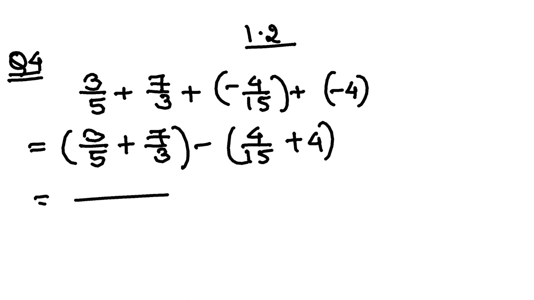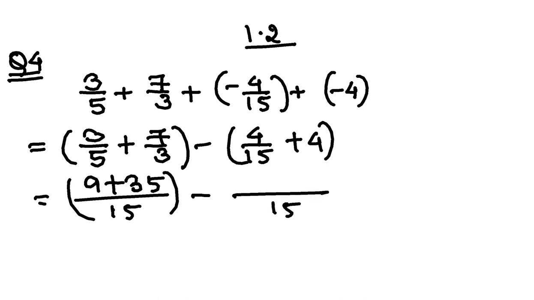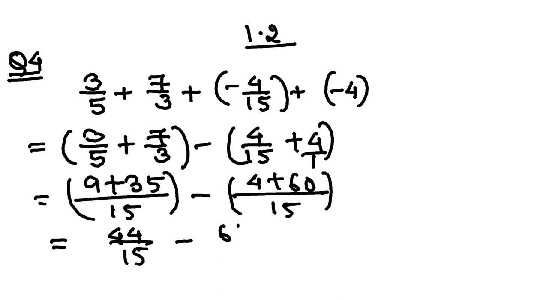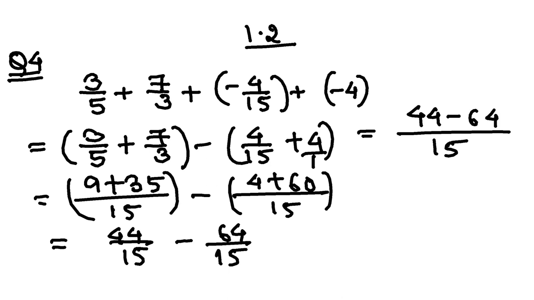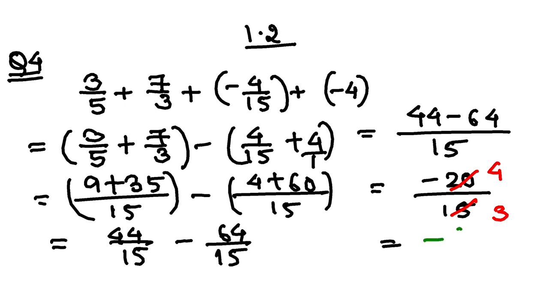5 and 3 LCM is 15. This simplification will be 9 plus 35. Here LCM is of course 15 because you have a 1 here, and this will give you 4 plus 60. So this will give you 44 by 15 minus 64 by 15. 15 and 15 LCM is of course 15. 44 minus 64, which is minus 20, not plus 20, by 15. Now I can cancel by 5. This will be 4. This will be 3. My ultimate answer is minus 4 by 3.